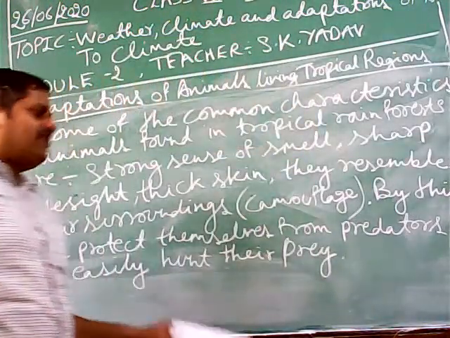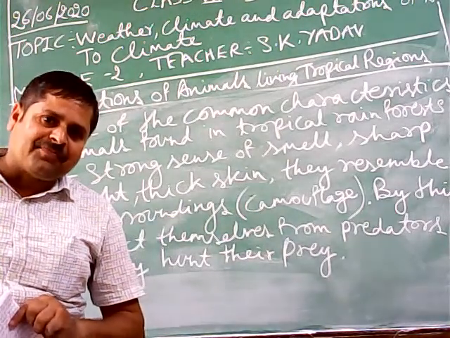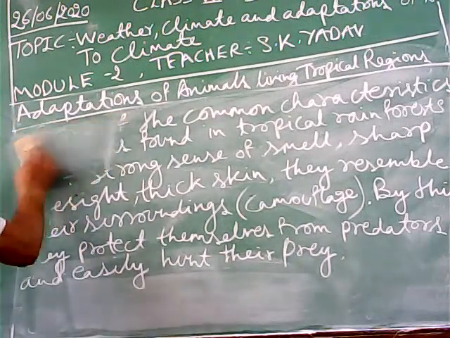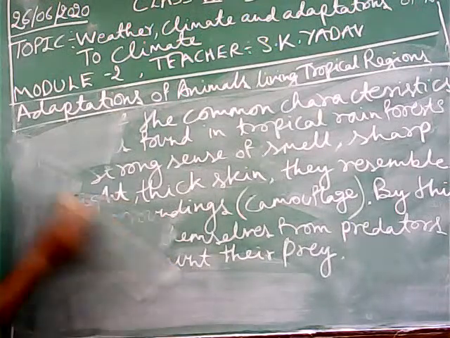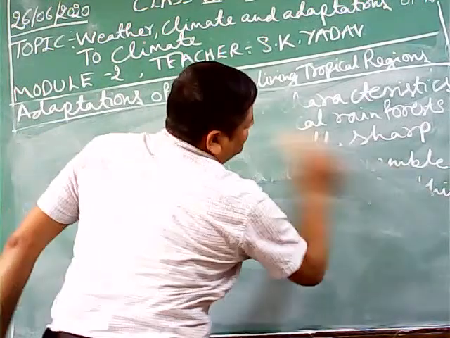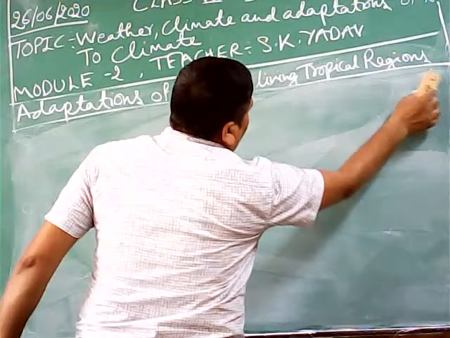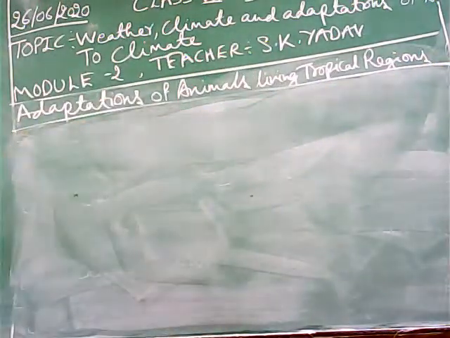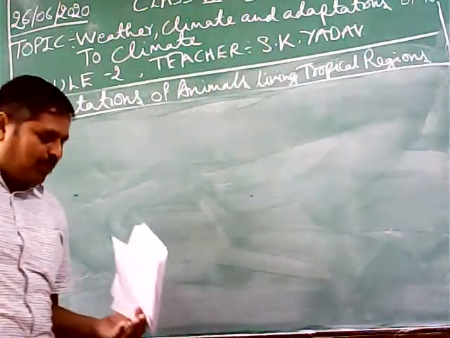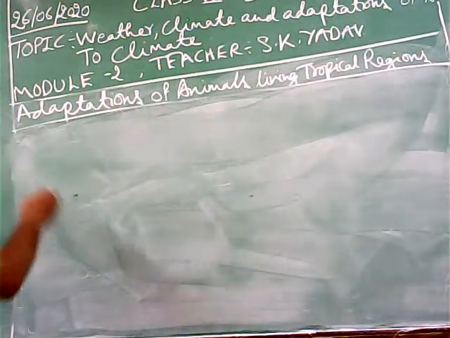There are some other animals that we will take. Only two more animals, that is the lion-tailed macaque and the elephant. Let us take their adaptations first. Children, at the end I will be writing some questions on the board. You will note them down, answer those questions on a sheet of paper, and deposit them in the boxes provided at the school gate. Okay, children? Now, the lion-tailed macaque.